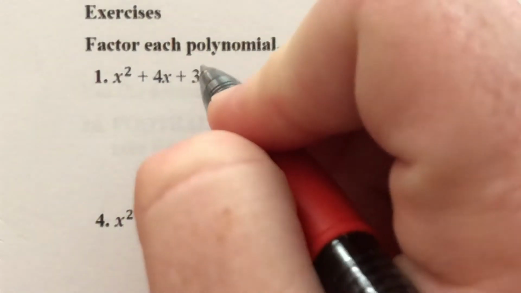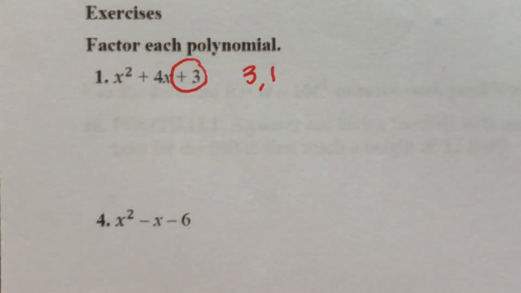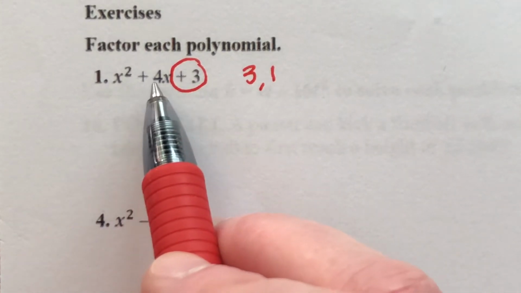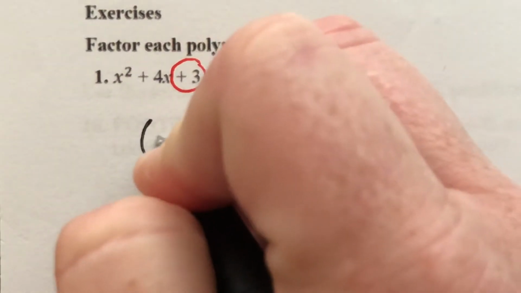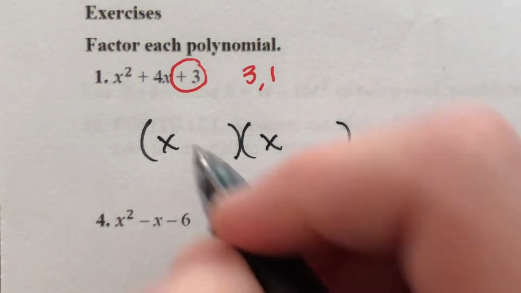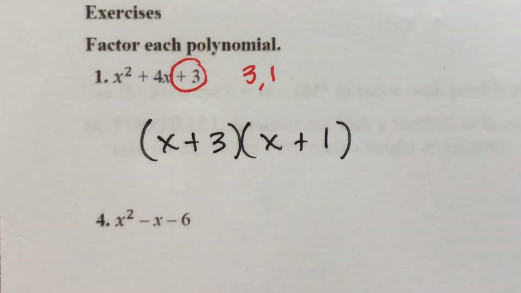All right, so what are all the factors of +3? Well, I've got 3 times 1. And I've got 1 times 3, right? Same thing. When I add these together, do I get 4? Yes, I do. So these are my two numbers. So when I write my binomials, I get this guy right here, right? I'm going to add 3 and then add 1. In this first part of the video, we're just factoring. In the second part, we go to the second page. That's when we're actually solving using the zero product property. So now we're just factoring.